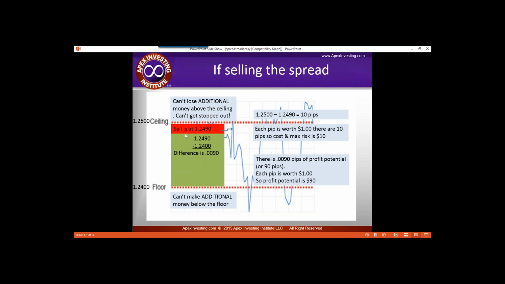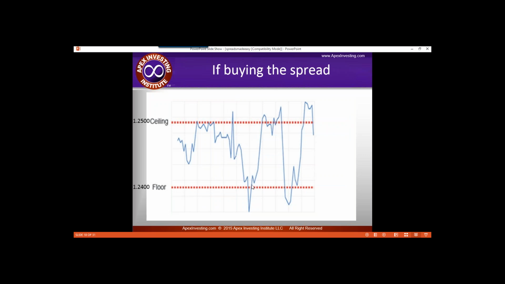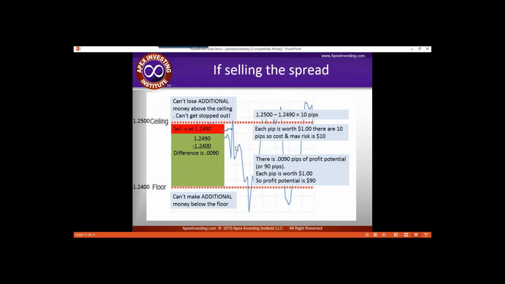Okay? But I sold at 24.90. The bottom is 2,400, meaning the floor. Okay, so 24.90 down to 2,400 is a difference of 90 ticks. So the most I can make, there's 90 pips of profit potential. Each pip is worth $1. So the profit potential I can make is $90. Okay, does that make sense? So the market comes all the way down, I can make money all the way to the floor because I sold saying the market's going down.